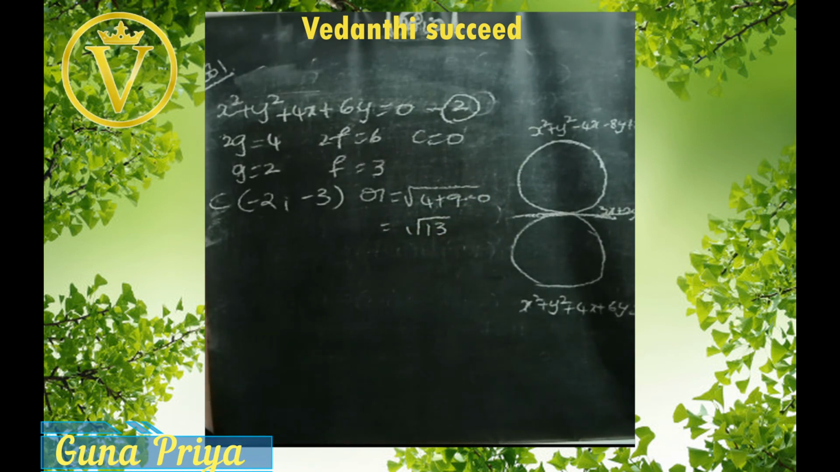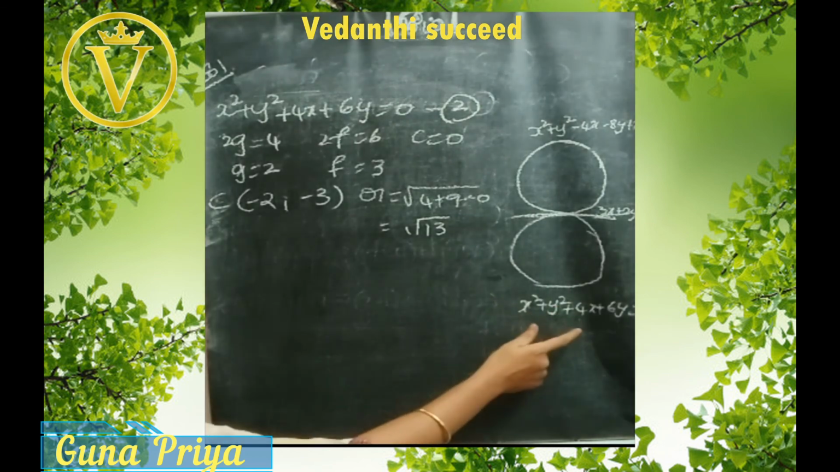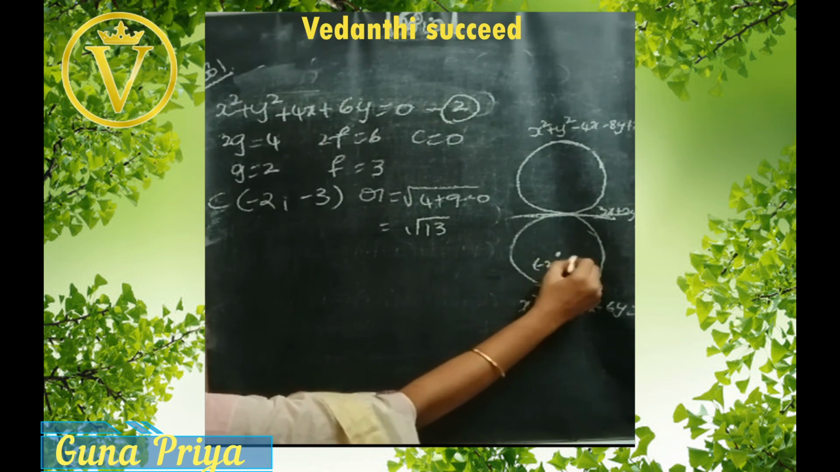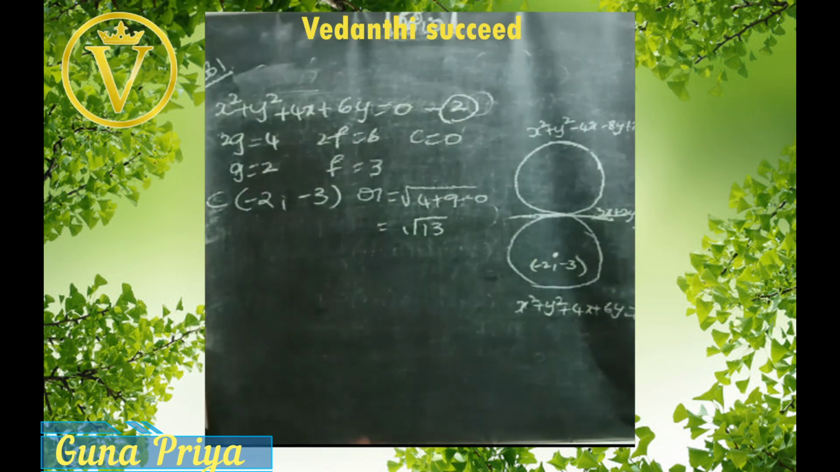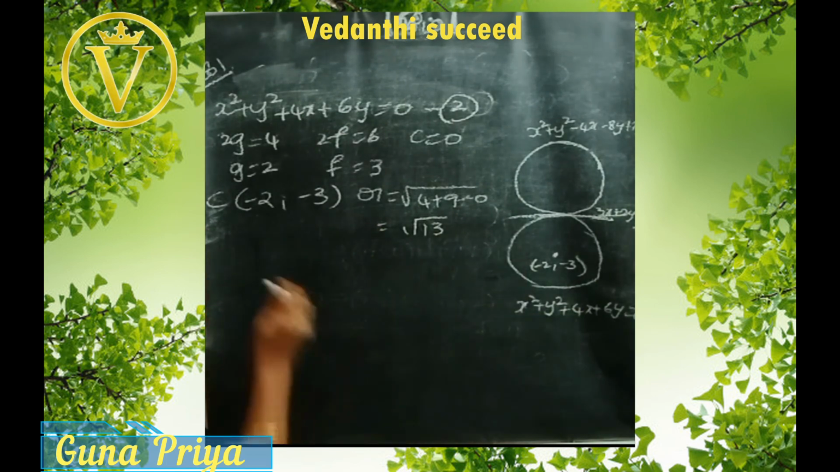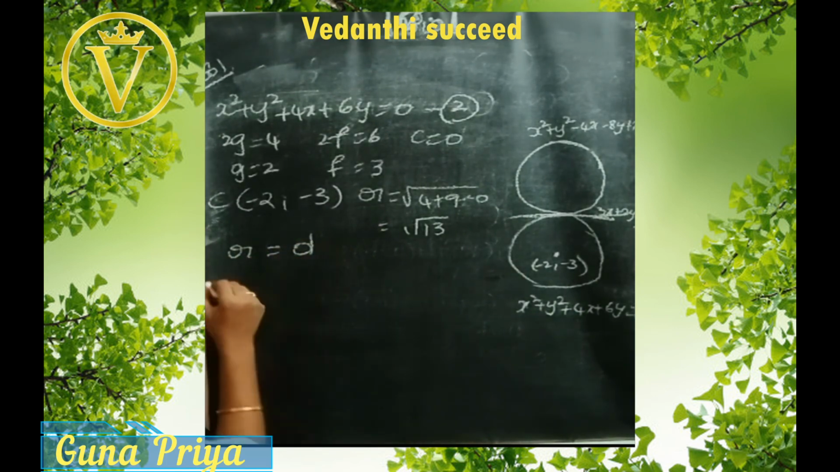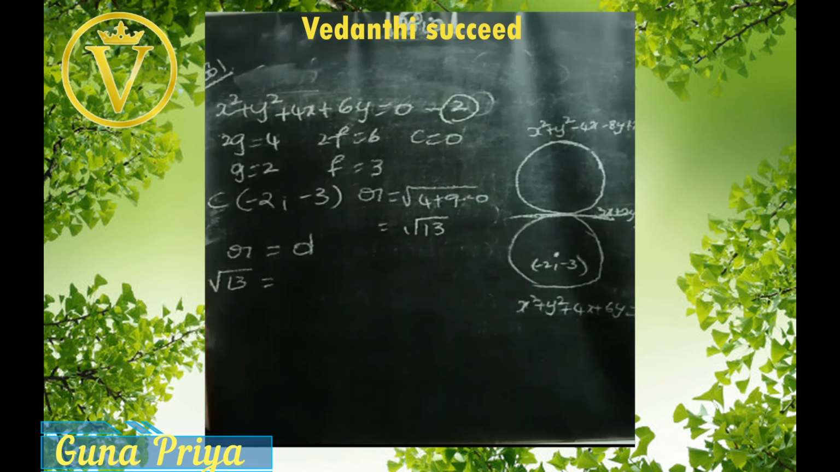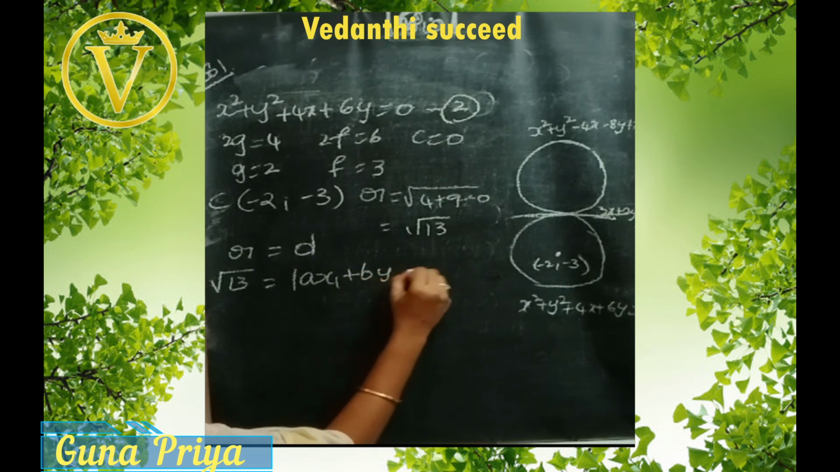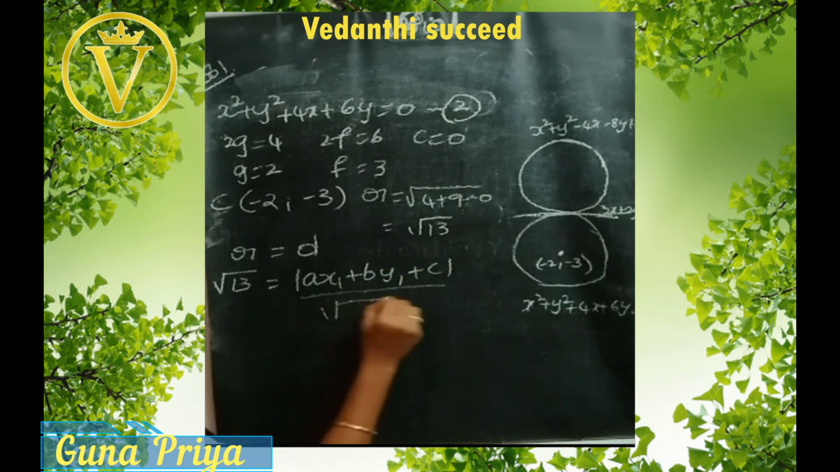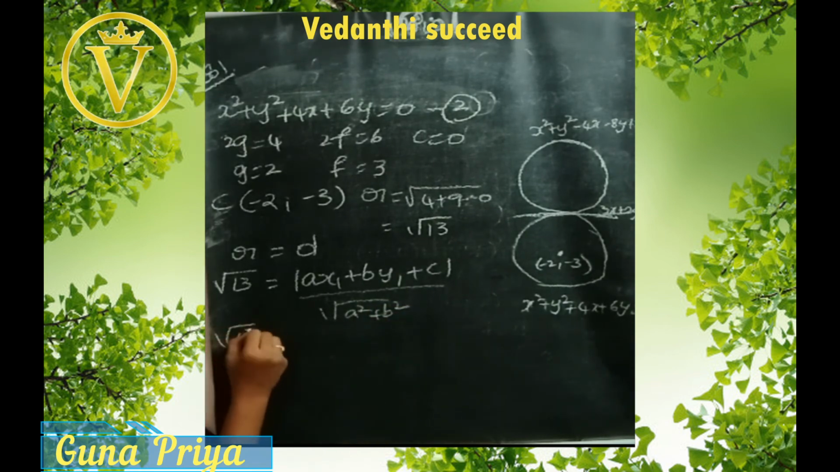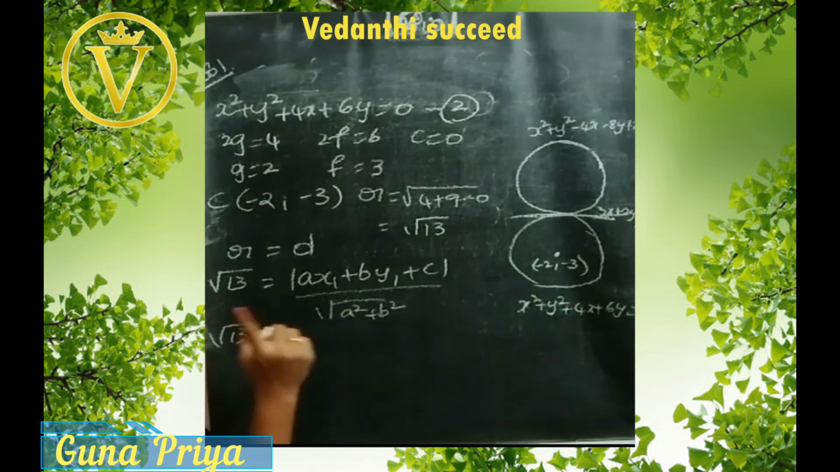Now what do we do next after finding the center of the second equation, which is -2 comma -3? Now we have to prove that r equals d. r here is √13, same as before. Don't confuse in that. Okay, √13. Right? Now what do we have to substitute?